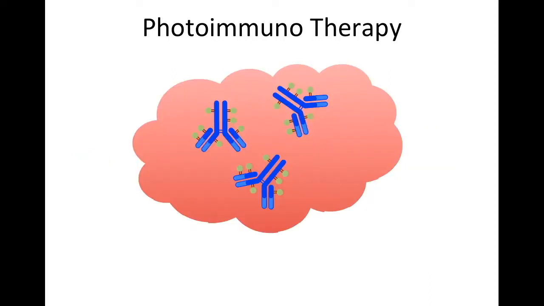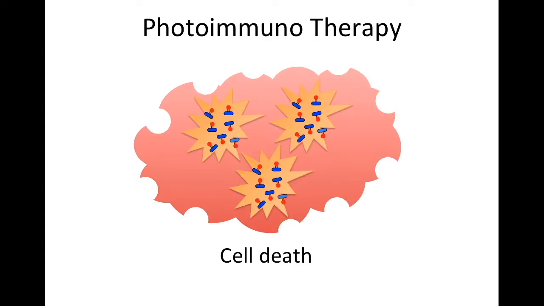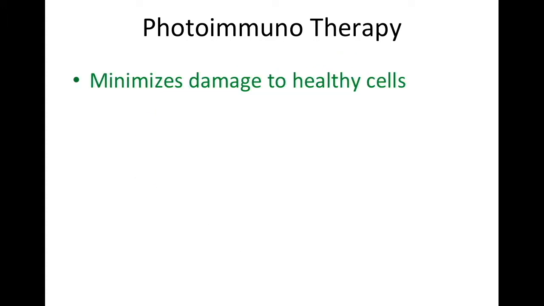When the cancer cell recognizes and takes in the PIC, the cell degrades the antibody, releasing the photosensitizer. When enough of this photosensitizer is exposed to light inside the cell, it becomes toxic and kills it.